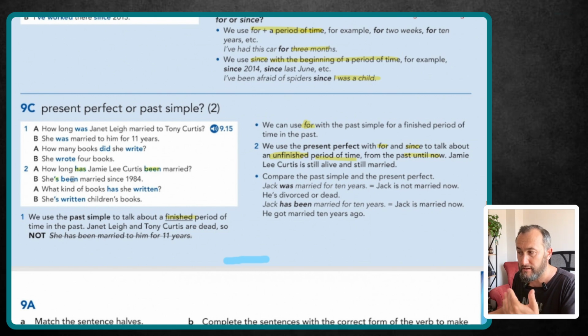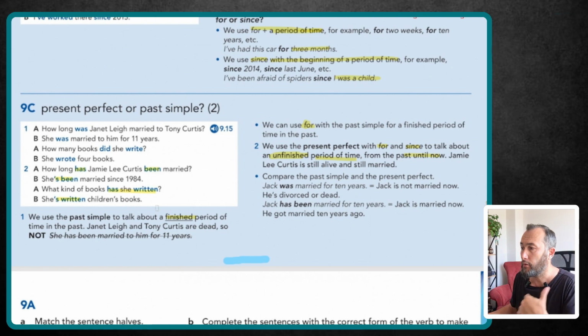She's been married since 1984. Now, what kind of books has she written? I'm using present perfect here. Why? Because she's alive and she might write more. There's a writing activity still happening, continuing. That's why: has she written? She has written children's books. What kind of books has she written? She has written children's books.